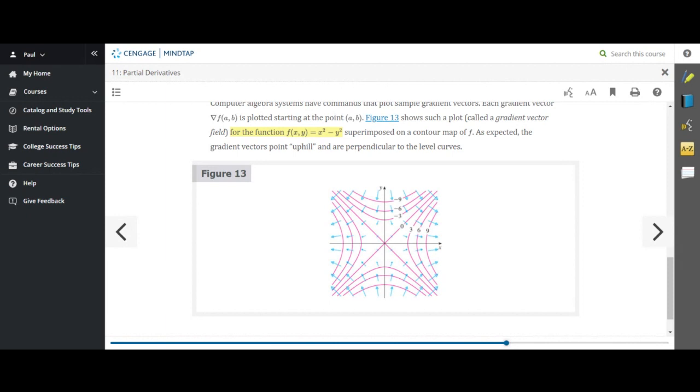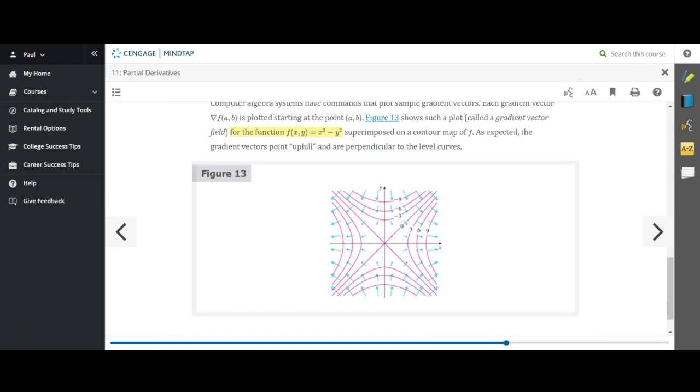So that means that if I were to go from the origin and go upward in the positive y direction, would the surface be increasing or decreasing? Then it's decreasing. That's right. Because you see, the gradient vectors point inward towards the origin.